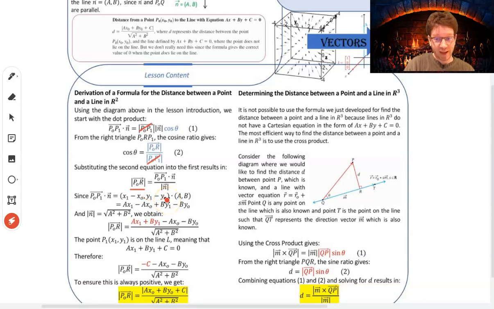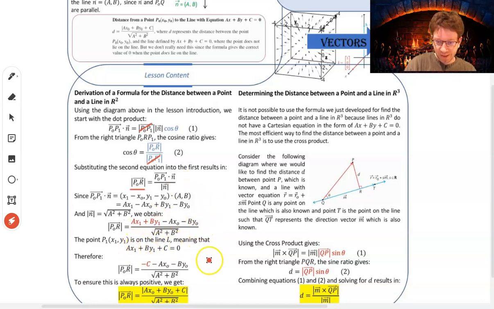And then we just expand and collect like terms. So here we have Ax1 minus Ax0, and the same with B. Now the denominator, the magnitude of the normal, you can just use our magnitude equation and do the square root of A squared plus B squared.